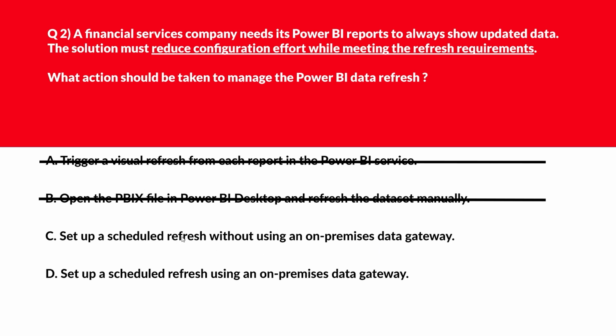Option C says set up a scheduled refresh without using an on-prem data gateway. Scheduled refresh without a gateway automates updates for cloud-based sources with minimal setup. Let's keep it. Option D, gateway configuration adds extra steps and is only required for on-prem sources. Incorrect. Option C is the right answer.